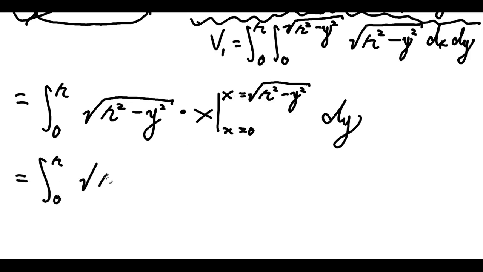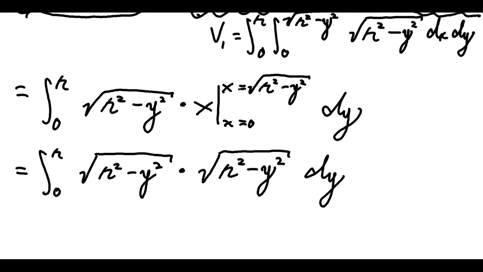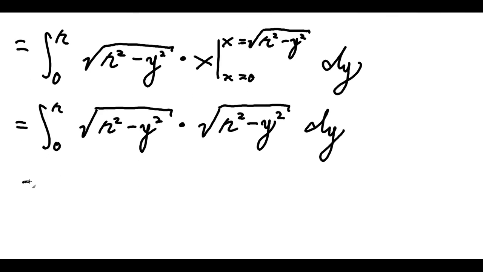So we have the square root of r squared minus y squared times, now what do we have here? Well, plugging this in for x, that is the square root of r squared minus y squared. And then we have minus 0, so that just goes away. You can see why it's nice to have a lower bound of 0 whenever it's possible. That's why the symmetry helps us out so much. So of course now this product simplifies very nicely, doesn't it? That is just r squared minus y squared with no square root, because we're multiplying it by itself.